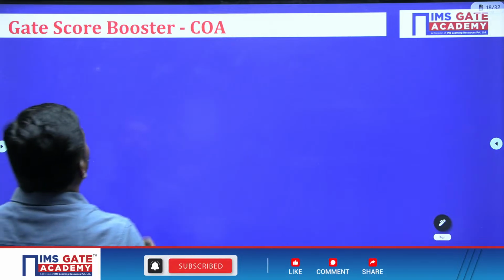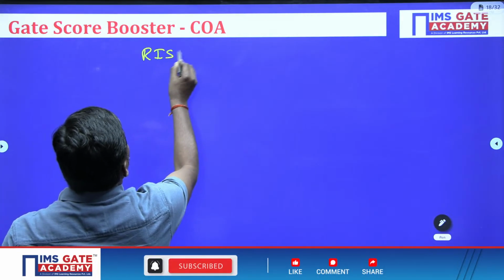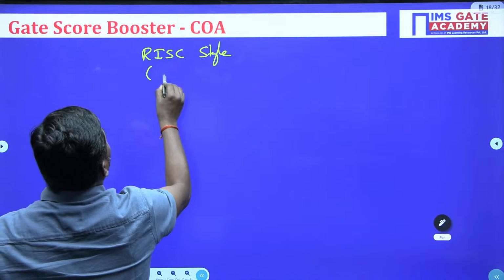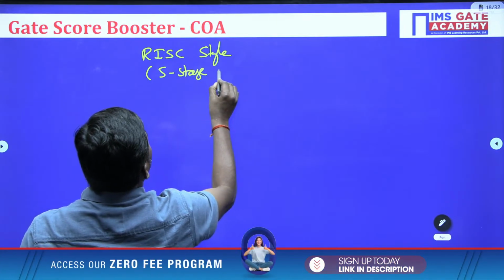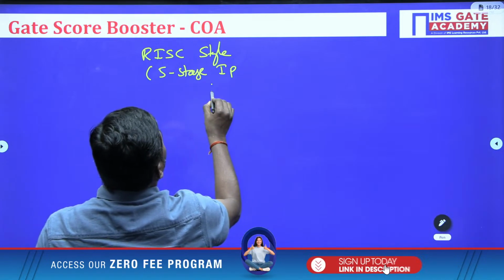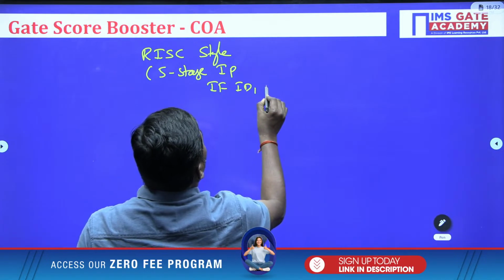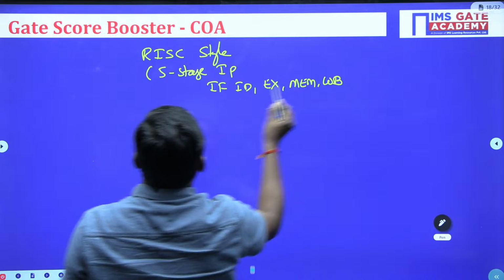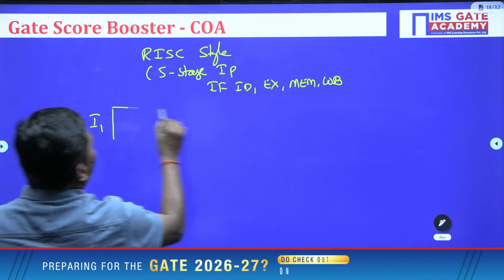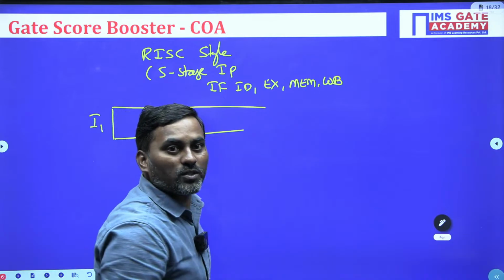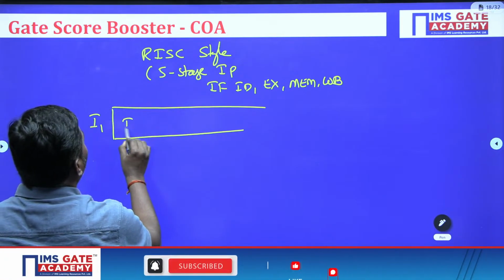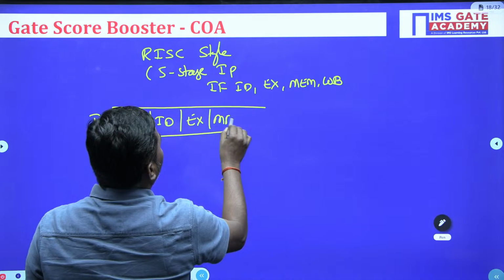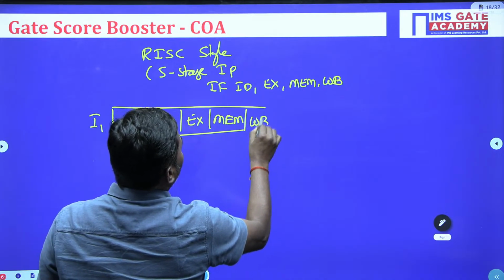To answer this one, suppose I take a RISC style architecture with a 5-stage instruction pipeline. The stage names are instruction fetch, instruction decode, execute, memory access, and register write back. Instruction 1, if I start fetching it, assume each stage takes 1 clock cycle on average. Instruction fetch, followed by instruction decode, then execution, then memory access if needed, then register write back.